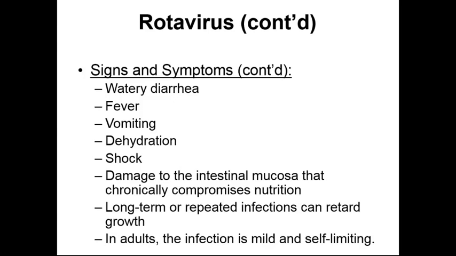If this infection occurs in adults, generally speaking, it is fairly mild and will be self-limiting in that the adult will typically pass the virus through diarrhea relatively quickly before the virus is capable of establishing a long-term infection and being transmitted to other people.